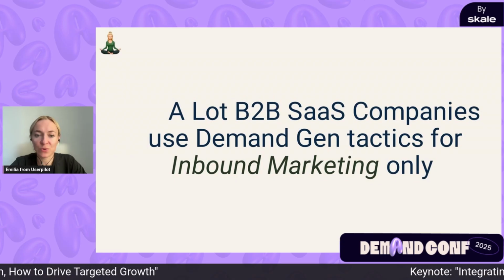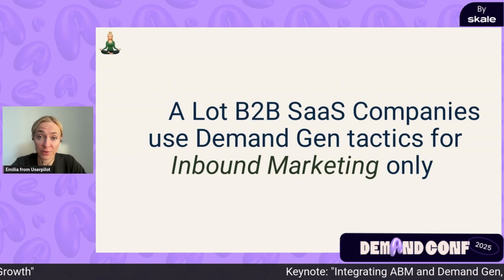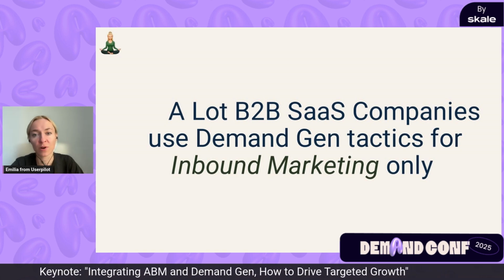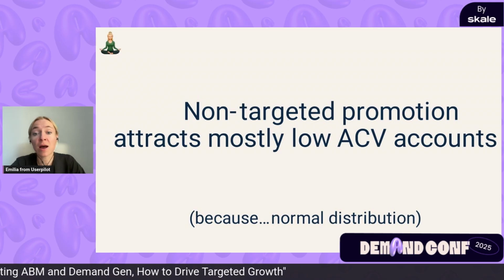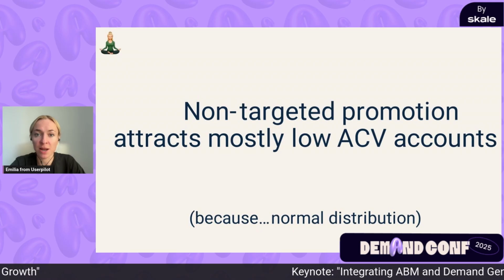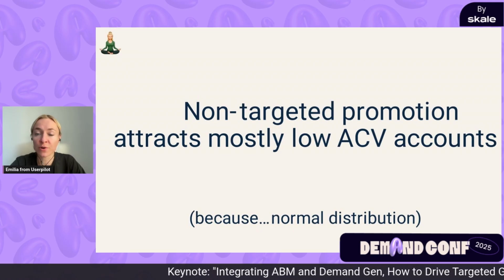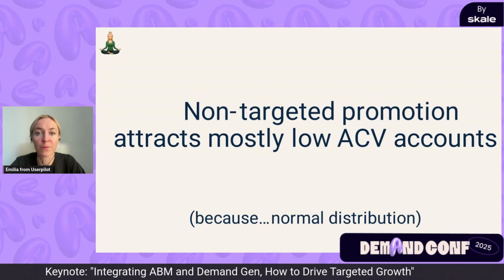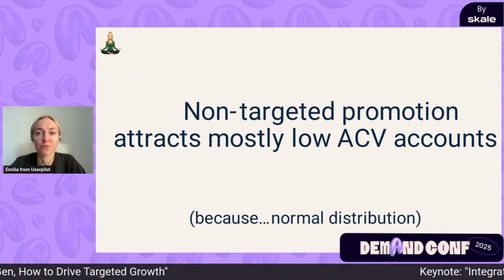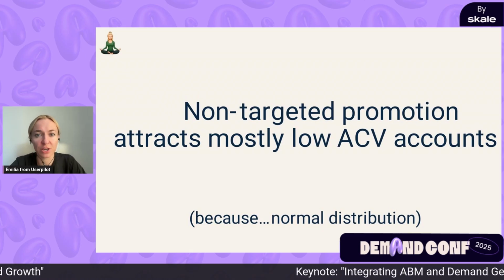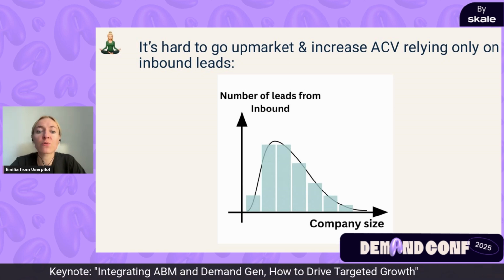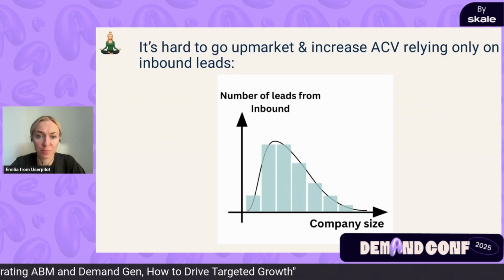Lots of SaaS companies use demand generation tactics only for inbound marketing. I mentioned that already, and that is a problem if your ACV is growing, if your product is becoming more complex and enterprise, because there are a lot fewer of these accounts in the market currently that are just going to fall through your inbound funnels, sign up for your webinars, or read your blog posts. If they don't have the demand for your product or service, how would they? They wouldn't be searching for your solution. So it's hard to go upmarket and increase your ACV if you're relying only on inbound leads, inbound demand generation.